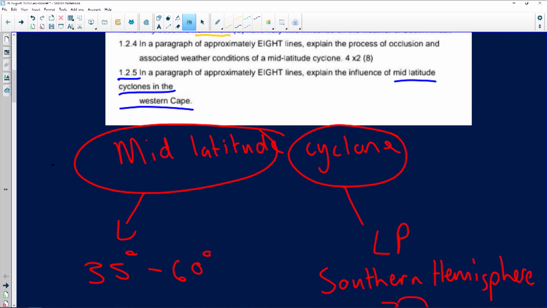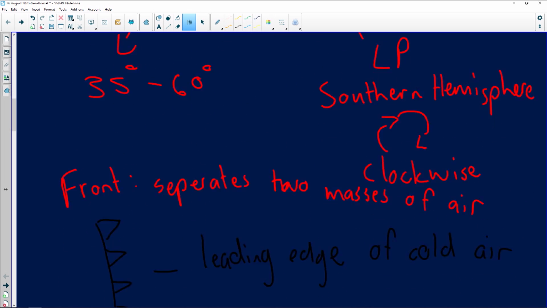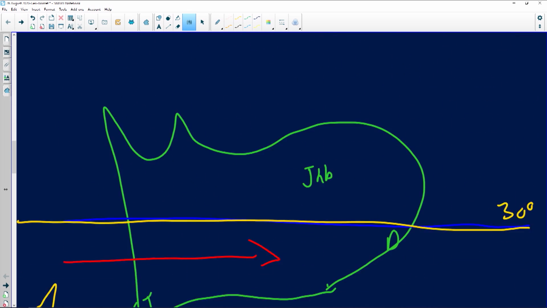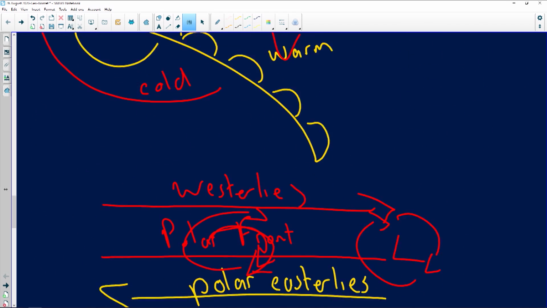But when we look at mid-latitude cyclones, not all of them are bad. Okay, we've got positives and negatives. And I'm going to table them for you. But keep in mind, when we ask this question, always refer to economic, social, and environmental consequences. Now, the question states, explain the influence of mid-latitude cyclones in the Western Cape. Okay. And I'm quickly going to do it here on the bottom of the page.